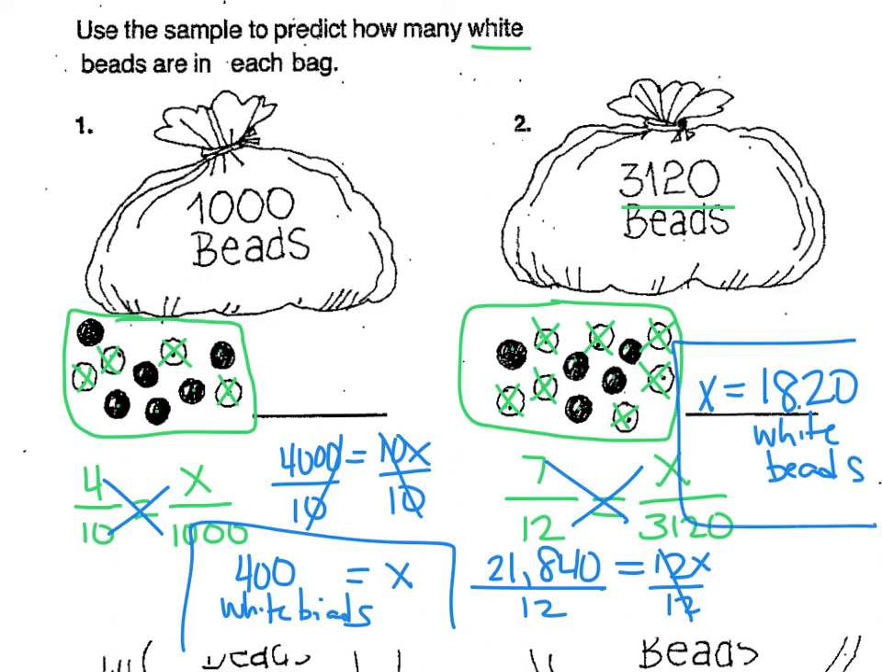That would be what we would predict. So those are some examples of how to use that sample to predict how many would be in a bigger group.